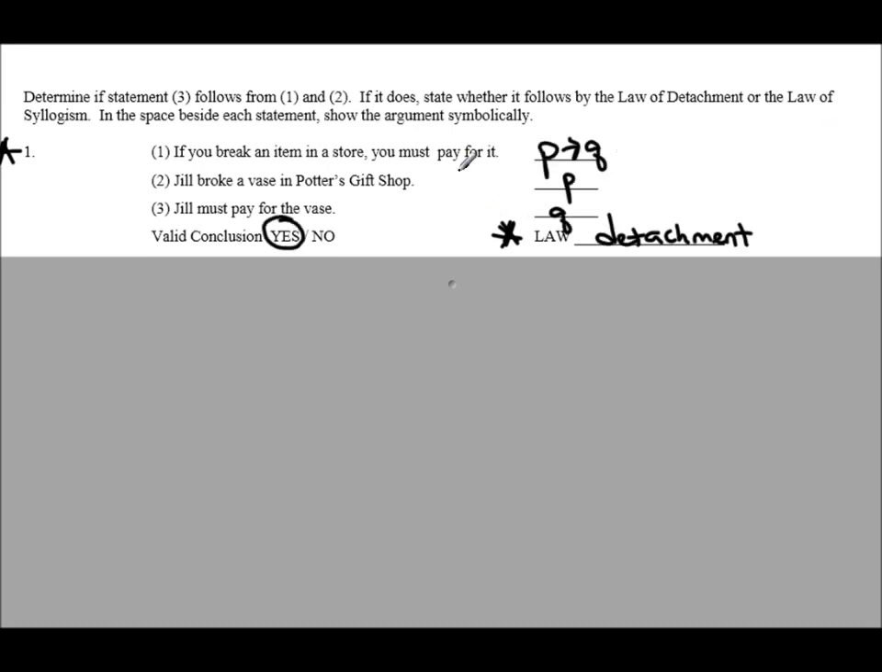So if we follow the sequence, you break an item in a store, that's P, then you must pay for it, that's Q. Jill broke a vase in Potter's gift shop. Jill breaking a vase in Potter's gift shop is referring to someone breaking an item in a store. So yes, we've introduced a person's name, we've introduced an object, breaking a vase, and we've introduced a different type of store, a gift shop. All of that is relating to breaking an item in a store.